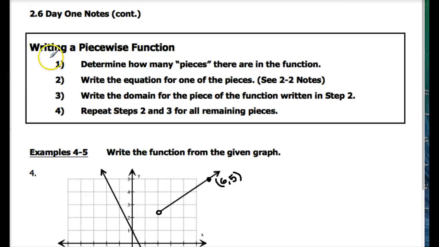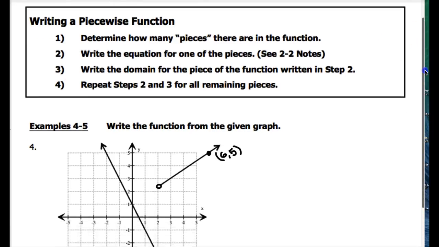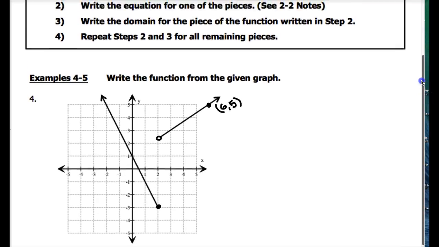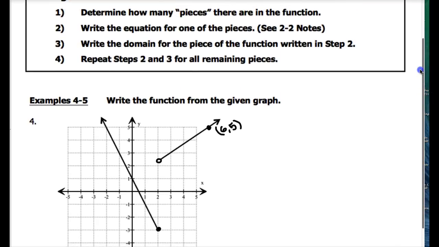Okay, final two examples. We're just going to do the reverse for these, and we're going to practice writing a piecewise function given the graphs. Okay, so for number 4 right here, this is our graph, and we're going to write a function to represent this graph. To do this, you're going to determine, first of all, how many pieces there are in your function. In this case, we have 2 pieces, and so that means our piecewise function is going to have 2 parts to it, and now we just need to write equations for each of those pieces.